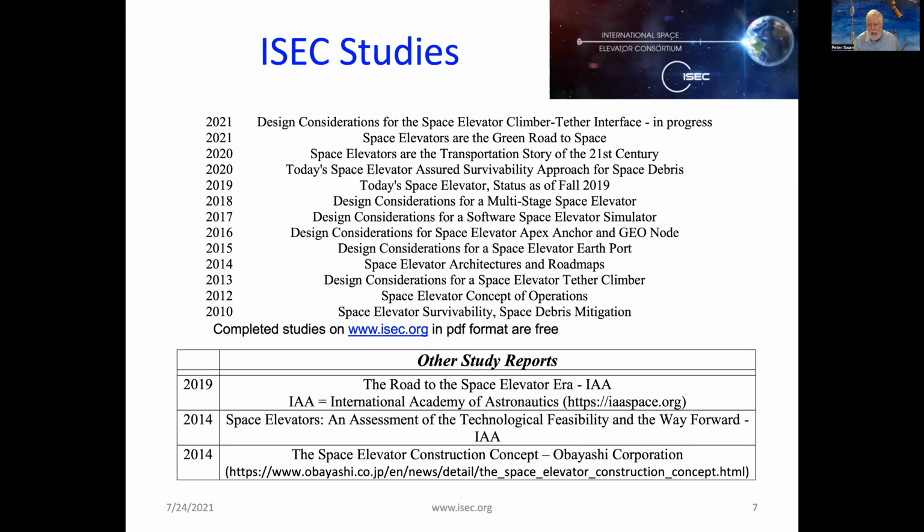Okay, we've done a lot of studies. Please go to our website and look at these. The Green Road to Space was the recent one we've completed, but we also have one almost completed, which is a tether and the climber interface study, looking at the material and how a tether climber would grip it. We also have one just started, which is dual space access architecture. How are we going to work with rockets? That's a very good topic. We're going to have fun with that.